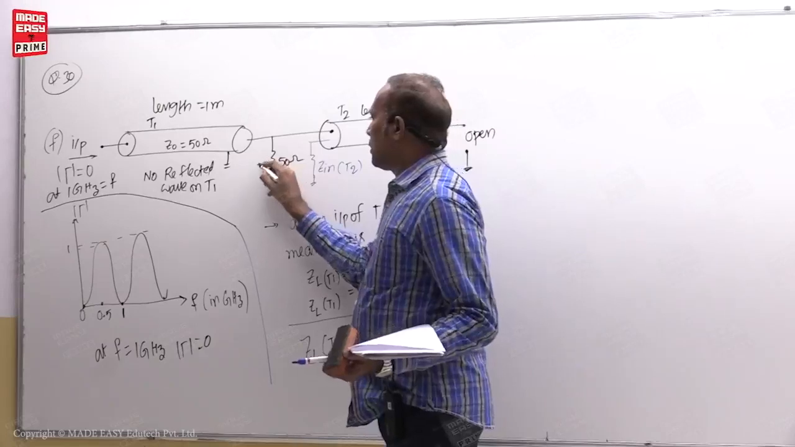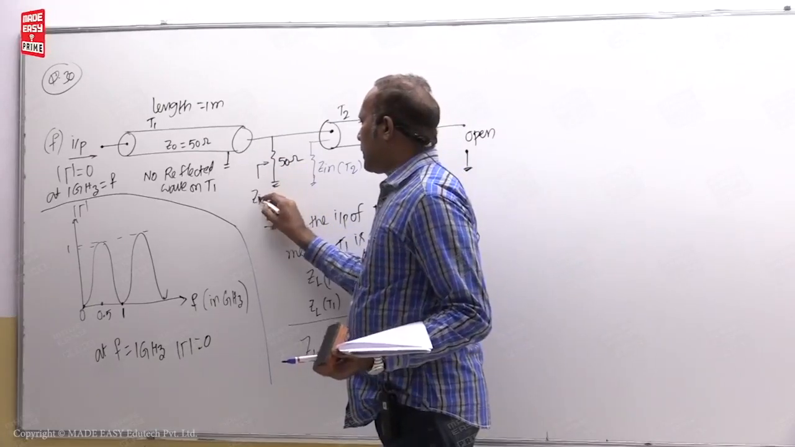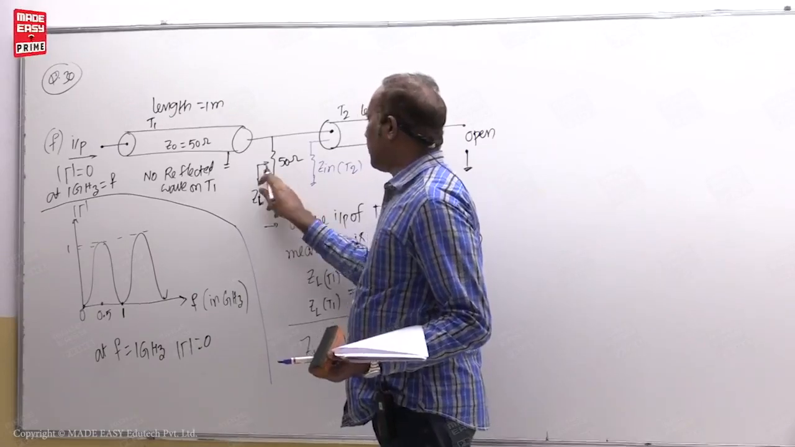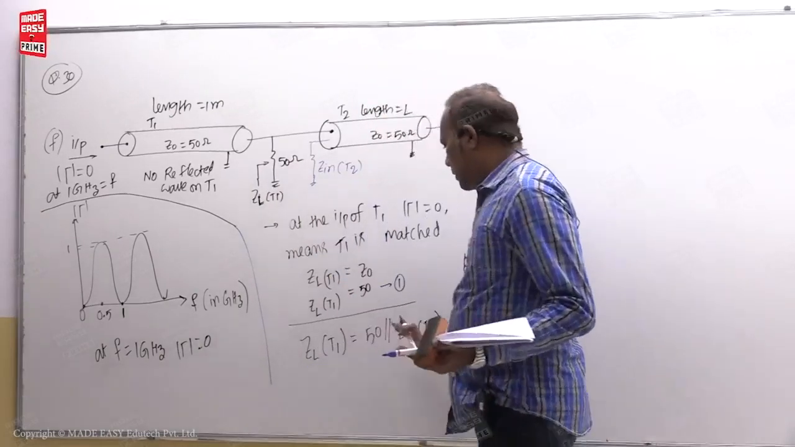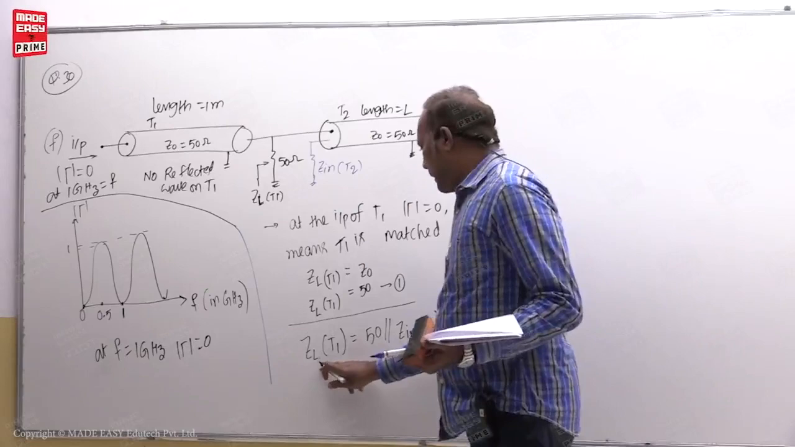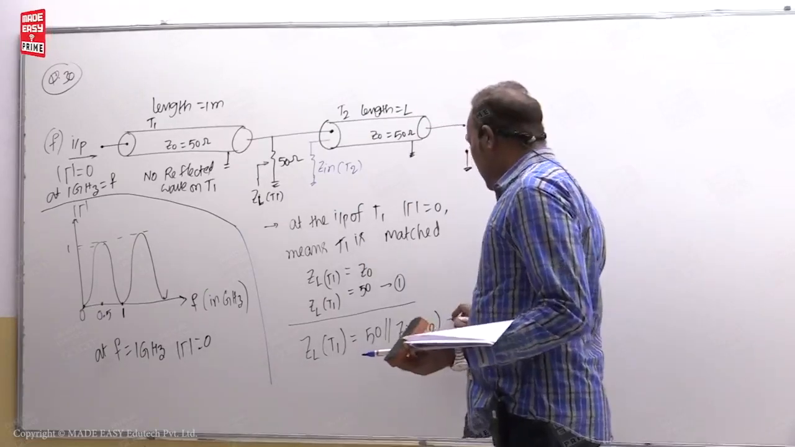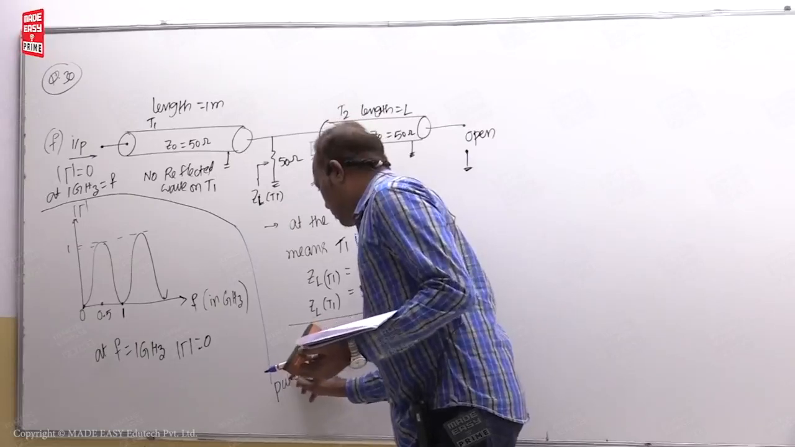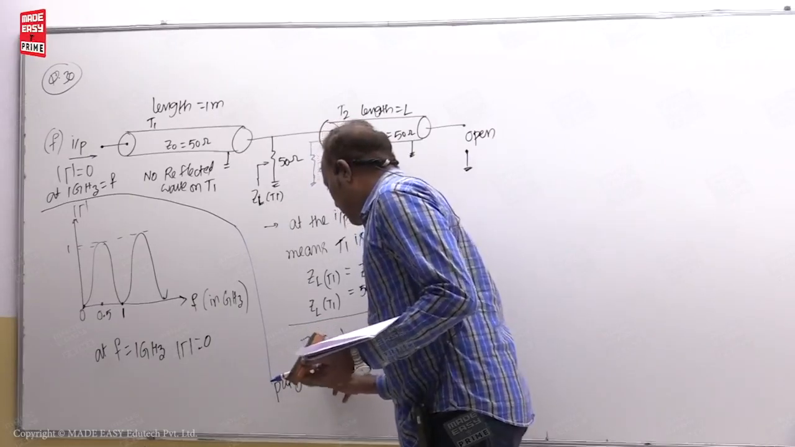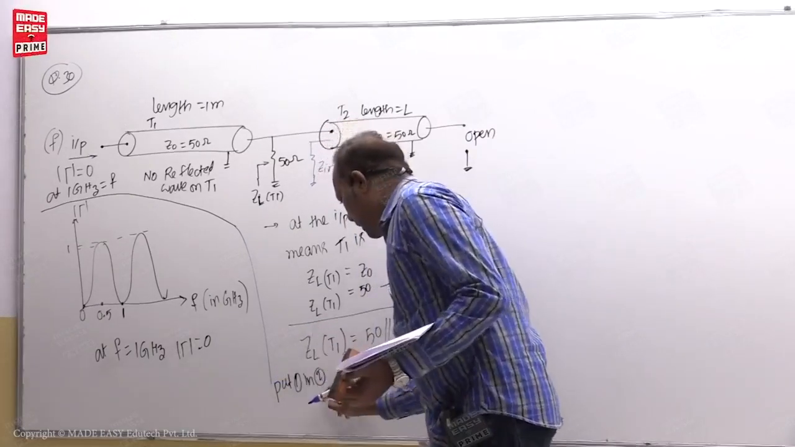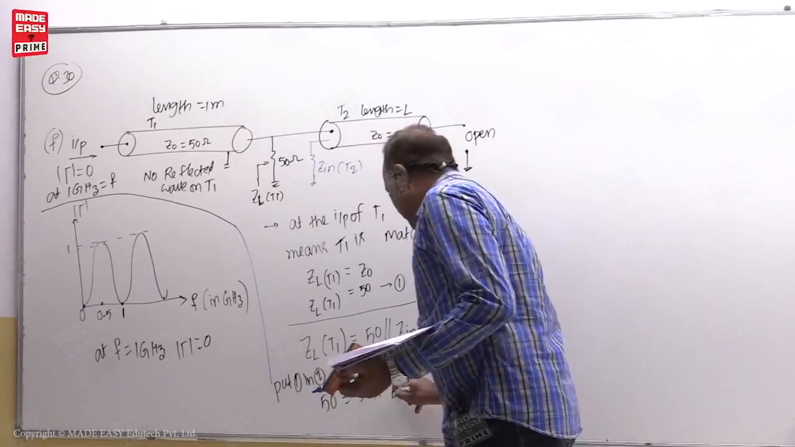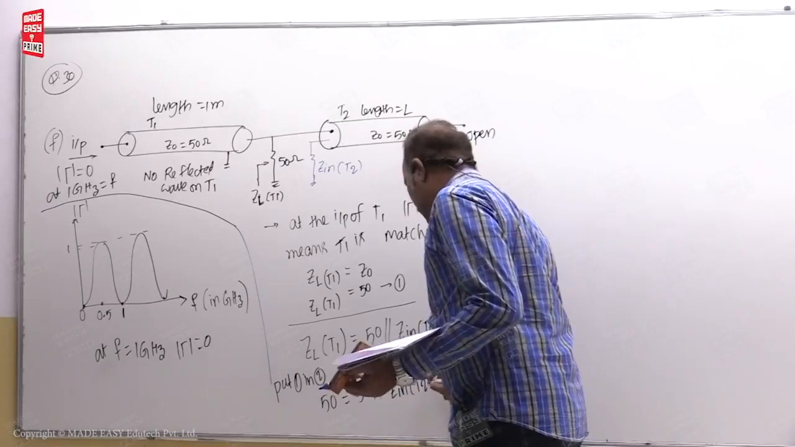From these two you will get ZL of T1 also. From these two you get that is equal to this one. Now how much is required here? This is equation number 2. Put 1 into... that means how much is required here? 50 is required, that is 50 parallel with Zn of T2.